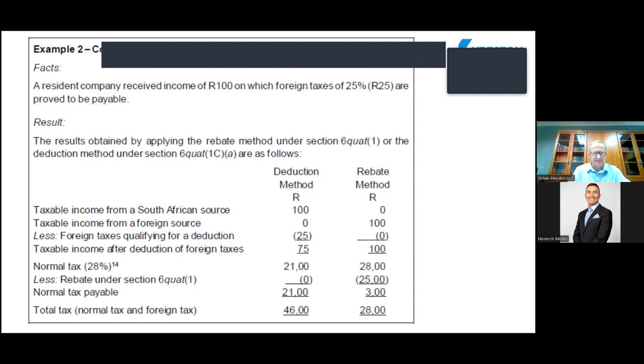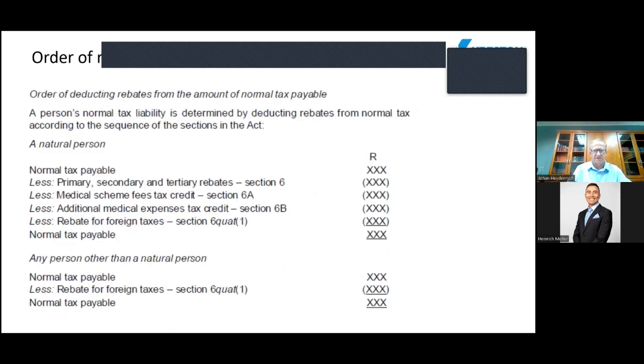If you get a rebate, you include the 100 Rand still into your taxable income, you pay your 27%, in this example still 28%, then you get a rebate with the maximum up to the foreign sourced income, and you pay additional 3, so you pay 28%. So you can see it's much better to be in a rebate position.